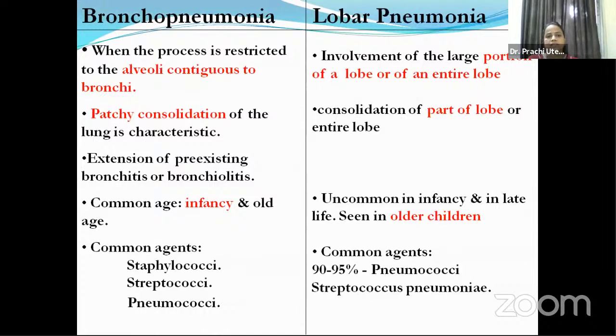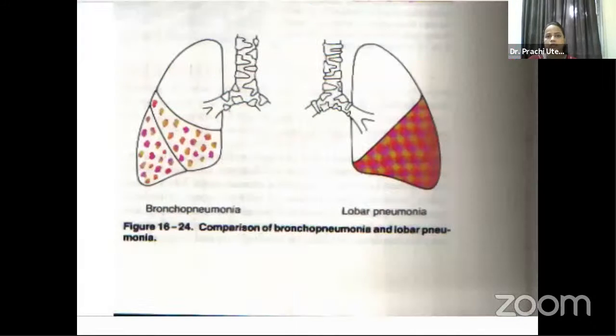The common age for bronchopneumonia is basically infancy and old age, so it is seen at the extremes of age, and in lobar pneumonia, usually the older children are affected. In bronchopneumonia, as I said, multiple organisms are responsible: Staphylococcus, Streptococcus, Pneumococci. In lobar pneumonia, predominantly pneumococci are responsible for its development.